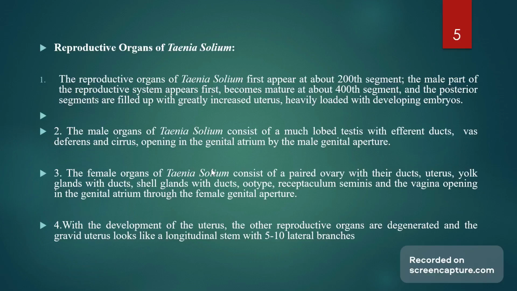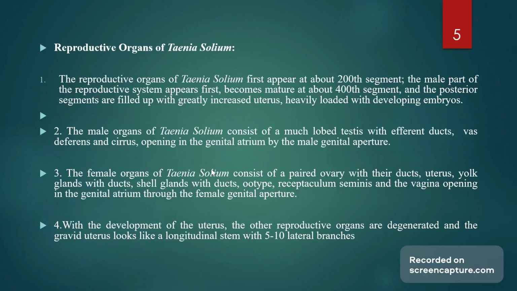With the development of the uterus, the other reproductive organs degenerate, and the gravid uterus looks like a longitudinal stem with 5 to 10 lateral branches.